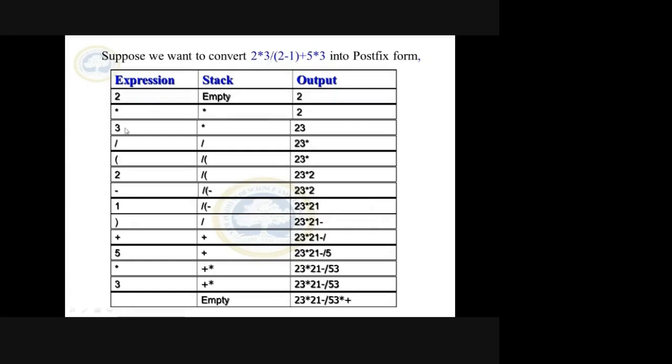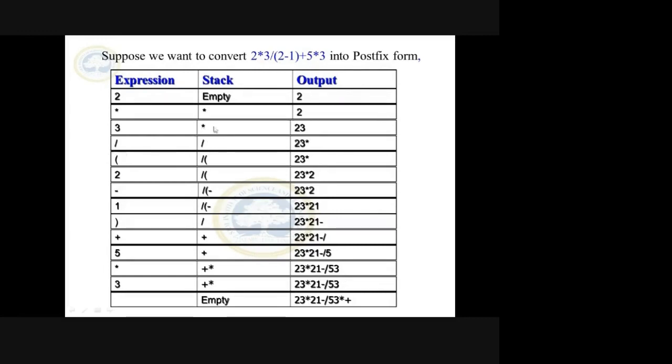Then 3 comes. 3 is an operand, so I won't push it inside the stack. The star remains as it is, and 3 goes in the output. Now slash comes. See, already a star is there. You put a slash over here. Now you compare star and slash.